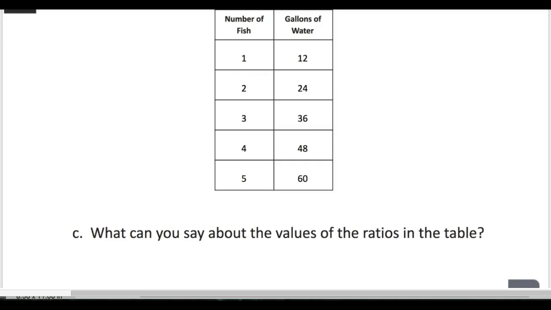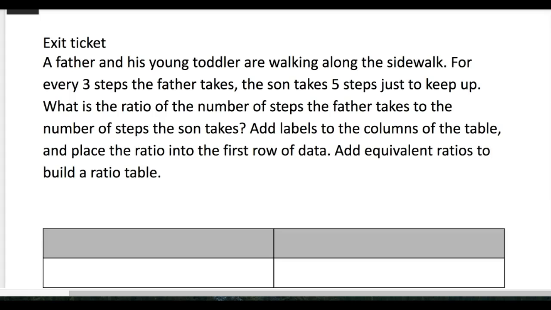Let's get ready for your exit ticket. Your exit ticket is, a father and his young toddler are walking along the sidewalk. For every 3 steps the father takes, the son takes 5 steps just to keep up. What is the ratio of the number of steps the father takes to the number of steps the son takes? Add labels to the columns of the table and place the ratio into the first row of data. Add equivalent ratios to build a ratio table.